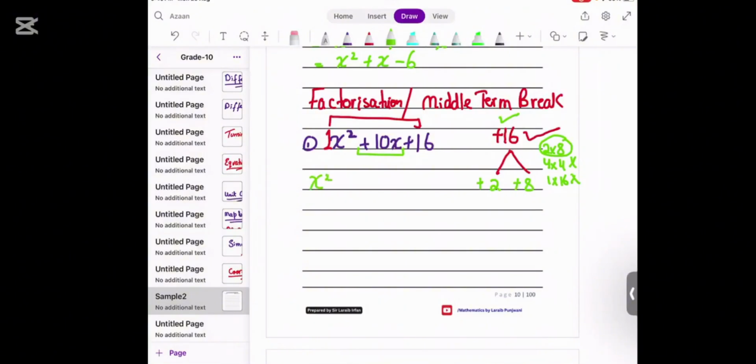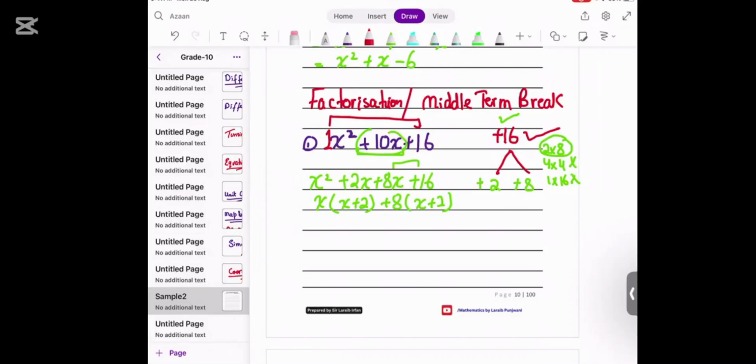So now we will break the middle value. We write 2x plus 8x plus 16. Now we take common: x will be common, so x plus 2 remains. And from these two, we have 8 common, and again we have x plus 2.